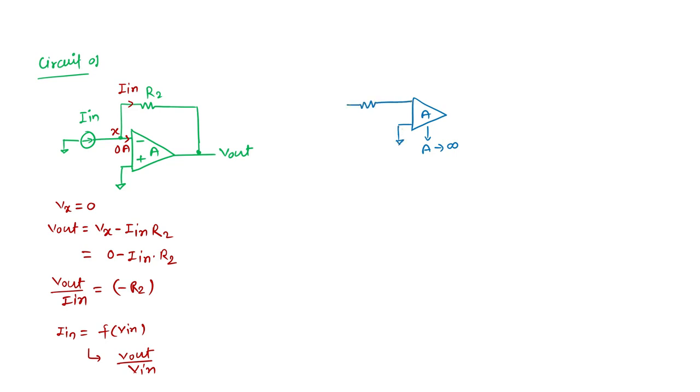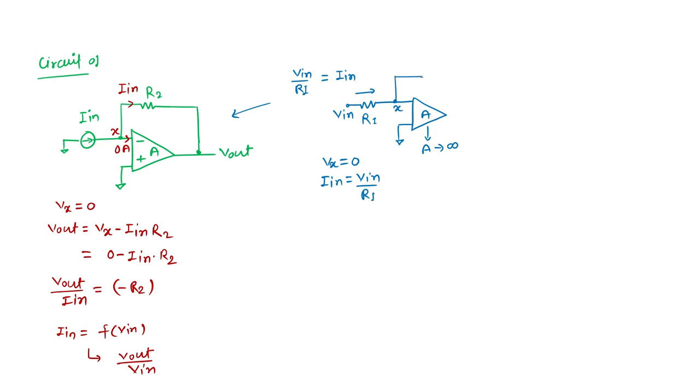How is this current generated? I will say this current is generated using some resistor and voltage. So this is my input current that we have taken in the previous diagram here. This Iin is nothing but Vin by R1. If I am considering that A is infinite, virtual short is applicable. If the node Vx is 0, then what is your Iin? Iin comes to be Vin by R1.